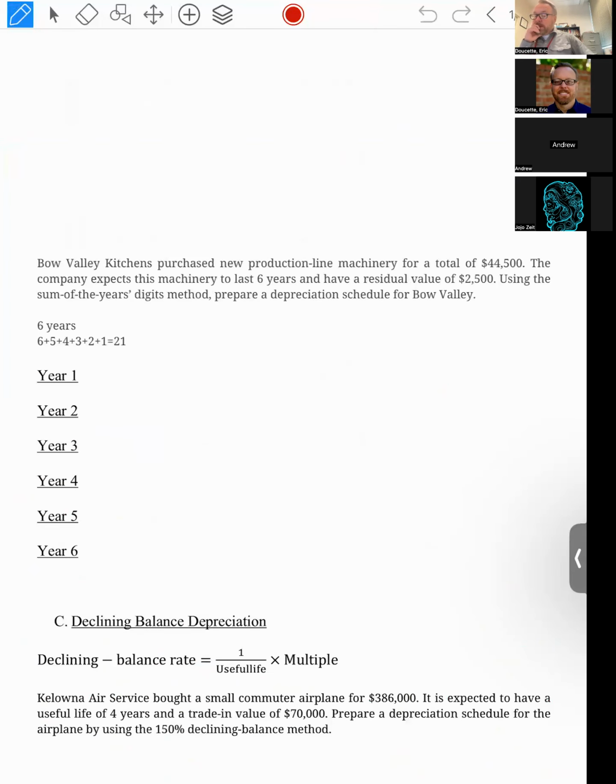All right, so here we have another problem using sum of the years. So it's the same thing. This one's 21 though, so it's going to be broken down like 6/21, 5/21, 4/21, 3/21, 2/21, 1/21. But we need to figure out the total depreciation. So again, it's 44,500. That'll be the total amount, but I have to deduct the residual value, so it's going to be 42,000.